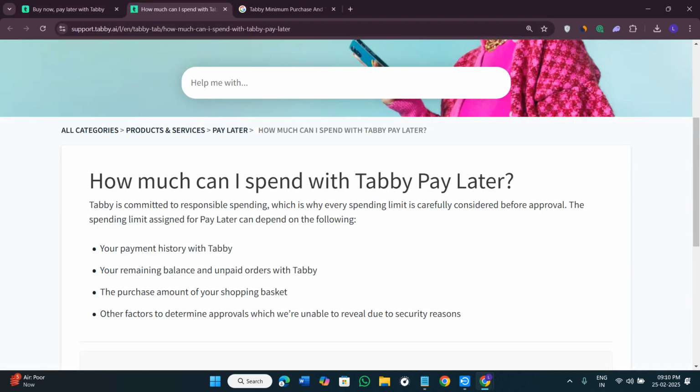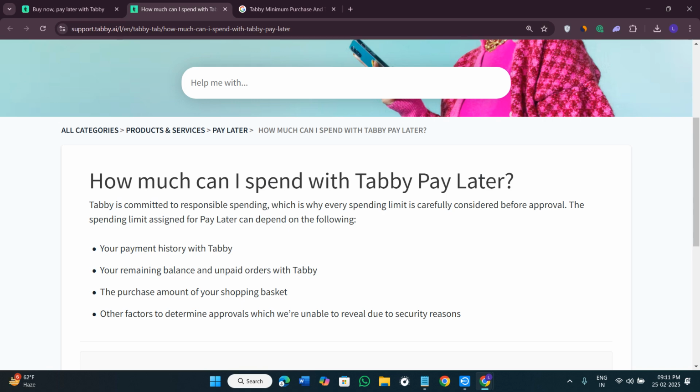So as you can see, currently I'm on the support page of Tabby, and this article mentions how much can I spend with my Tabby Pay Later. It is saying that Tabby is committed to responsible spending, which is why every spending limit is carefully considered before approval. The spending limit assigned for Pay Later can depend on the following factors, like your payment history with Tabby, your remaining balance and your unpaid orders with Tabby, the purchase amount of your shopping basket, and other factors to determine the approvals, which we are not able to reveal due to security reasons.